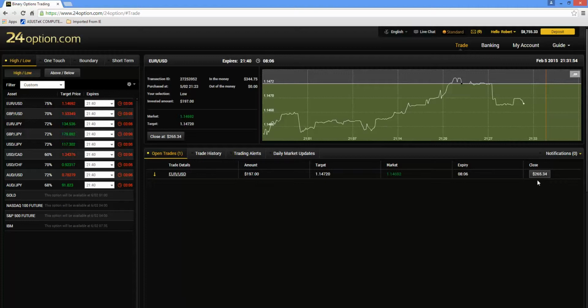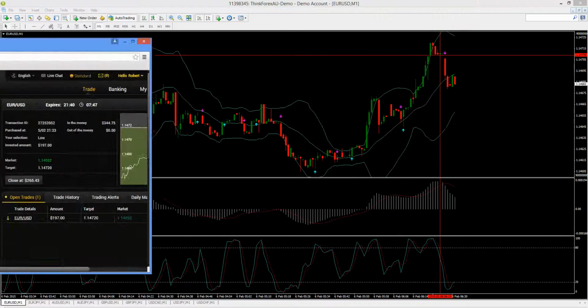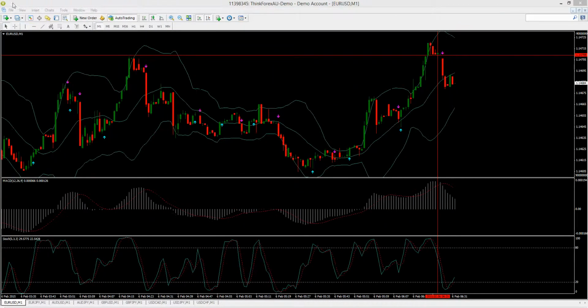It is possible to take this trade out right now and close it. Take $265. That would be about $70 profit. We're not going to do that because there's only about 8 minutes left in this trade. So we'll just ride it out. Looks very promising right now.